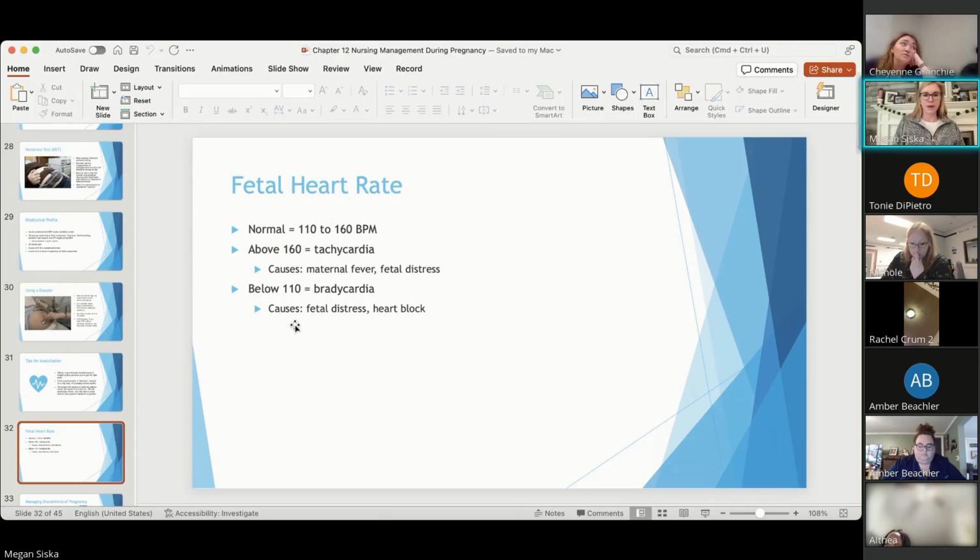Just some basics. We'll talk more about fetal monitoring next week, but a normal fetal heartbeat is somewhere between 110 and 160, and it fluctuates all the time. Anything over 160 is considered tachycardia. Things like fever and distress can cause that. Anything below 110 is bradycardia. Fetal distress can also cause that, or a certain heart block that babies can have.